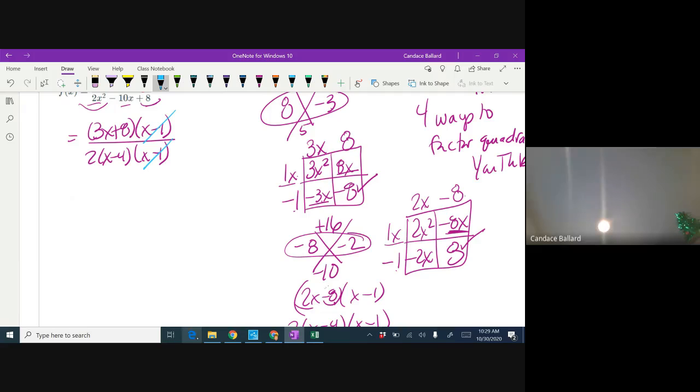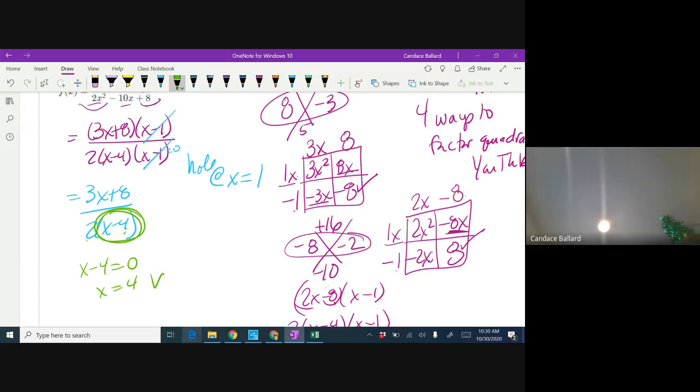So really I have a hole at x equals 1, right? Because we set this equal to 0 in our heads and we move the 1 over. All right, so what's left behind? The 3x plus 8 over 2x minus 4. What's left behind in the denominator, not the coefficient, just with the variable, I set that equal to 0. And that becomes my vertical asymptote. So my vertical asymptote is at x equals 4. And a vertical asymptote, remember, is non-removable.